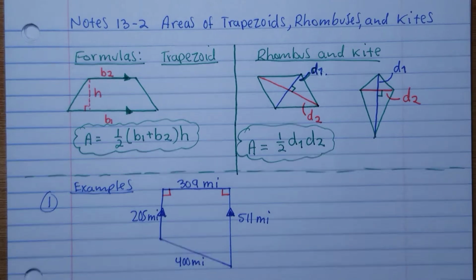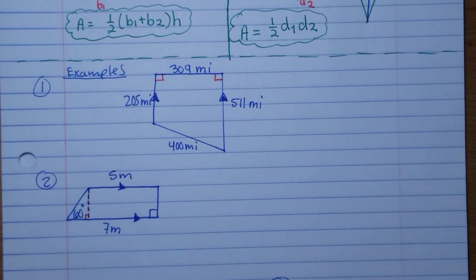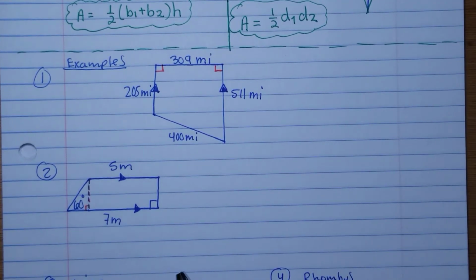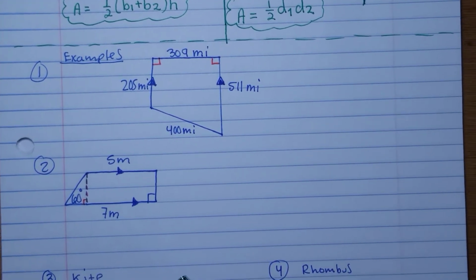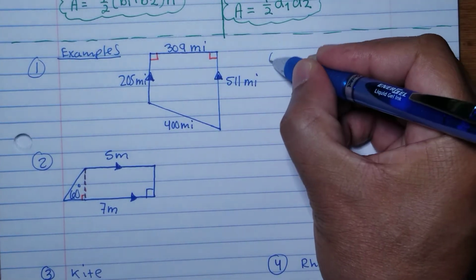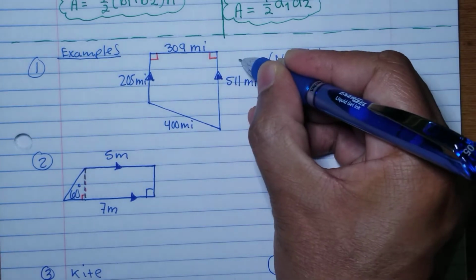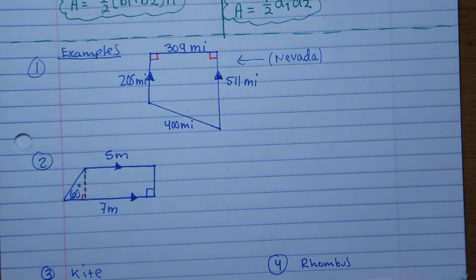On the next problem here, I don't know if you guys have ever looked at the map of Nevada. This is what it looks like. It has kind of a shape of a trapezoid. It's not perfect, but it's close. So as you can see, this is a trapezoid.